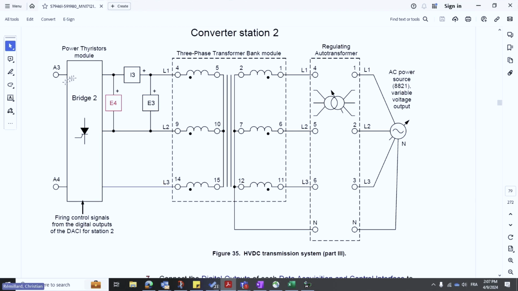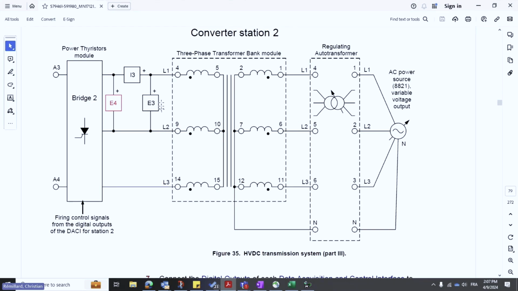As you can see here, bridge 2 is connected reverse to bridge 1. So A3 will be going basically to the anode of our thyristors instead of the cathode, and vice versa. Same thing for the meters here. We will have to be careful. You see that the output of phase 1 of bridge 2 goes to the negative of I3, not the positive. So this is also reversed in terms of polarity, as everything is here.